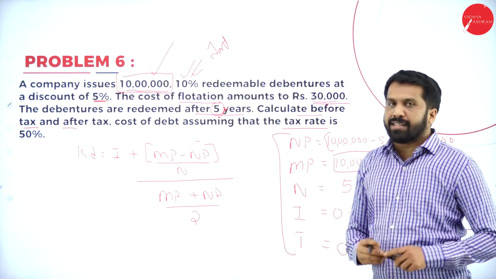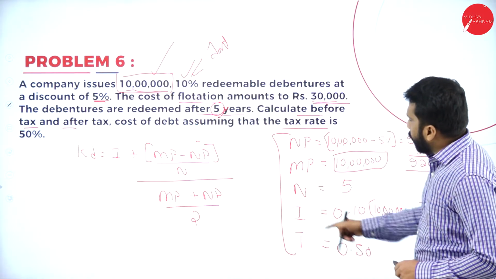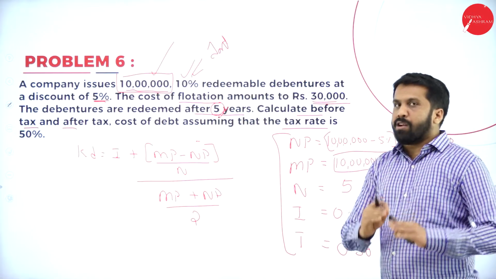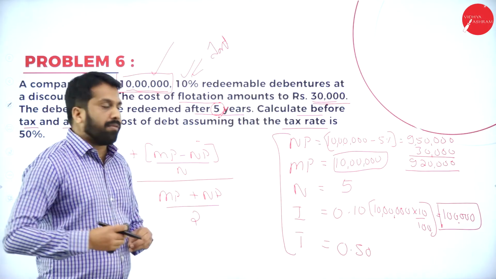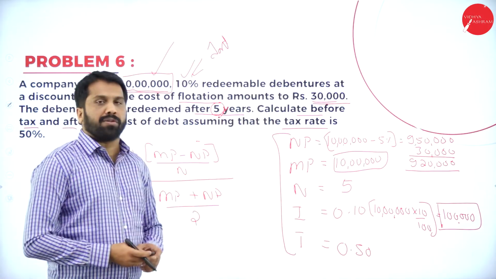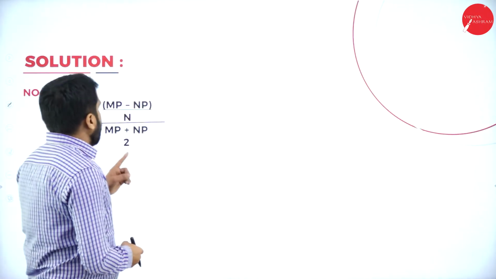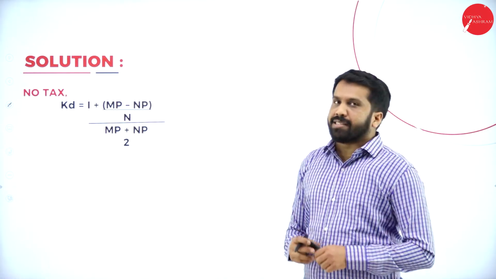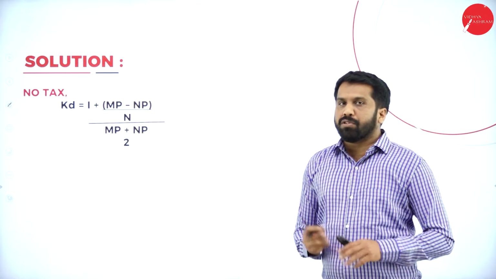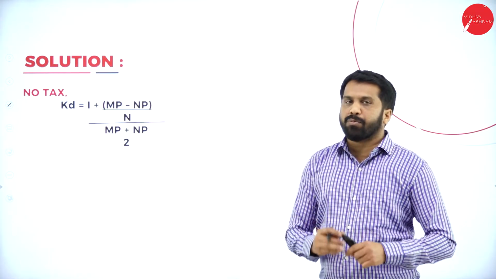Now I'll go for the answer. Remember, these are the homework. Homework means not at your home you are supposed to do. Before you start your problem, we have to do this homework. Then we have to go for the problem. Now, the first one, solution part, if there is no tax. In this problem, we are supposed to do both the problems, with tax, without tax.